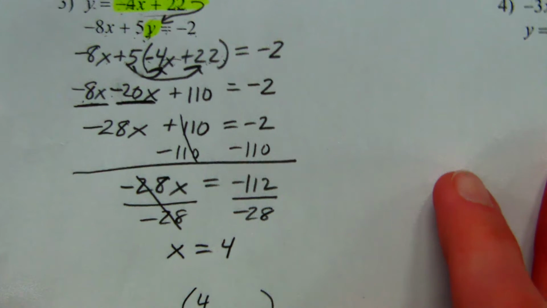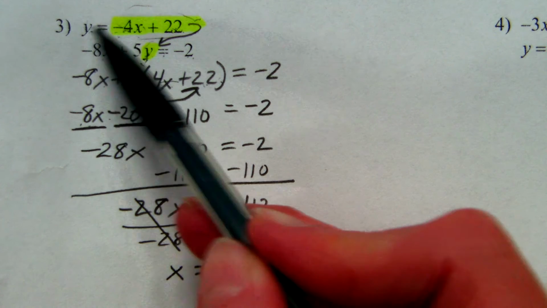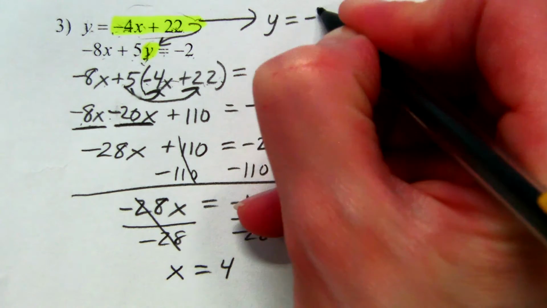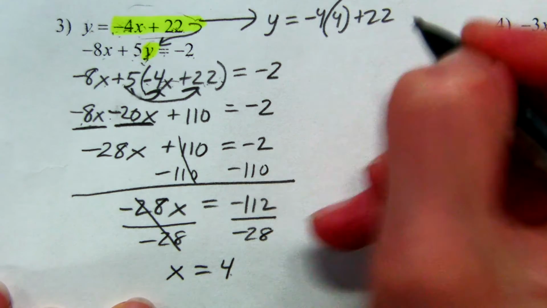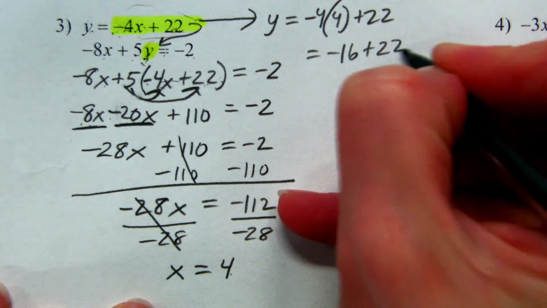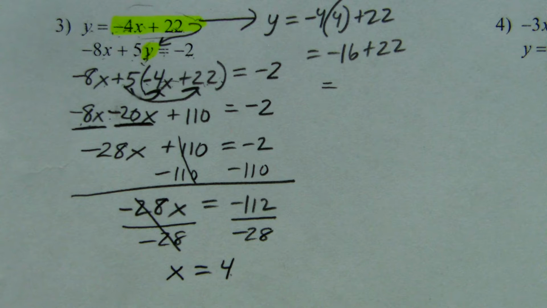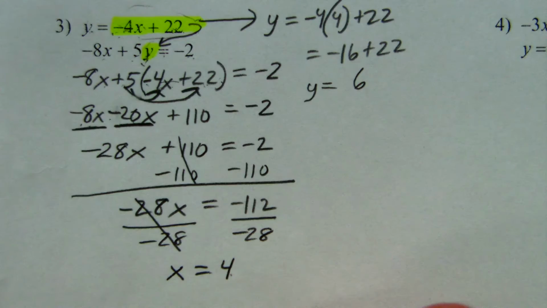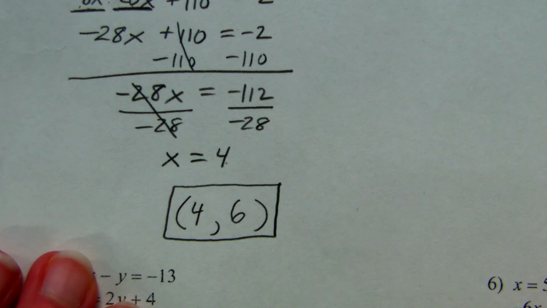So 4 can go into either of these equations. What you want to do, if one of them already says y equals, you want to use that. So that's what we're going to do. So y equals negative 4 times x, which we just found out was positive 4, plus 22, which is negative 16 plus 22. And so I think that's going to give us 6, if I can do the math right. So that'll give us 6, and that's the y coordinate. So we'll take that, put that down here in our parentheses, and this is my final answer.